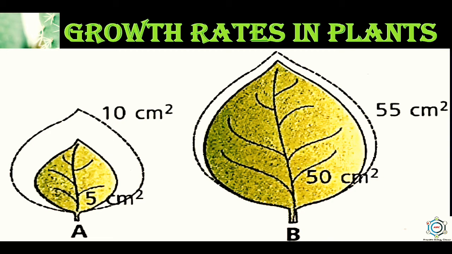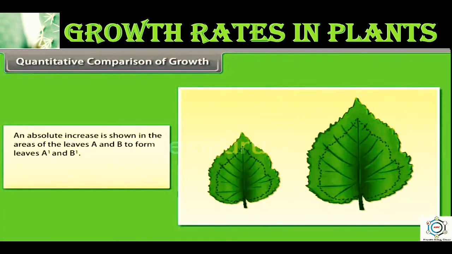While in case of relative growth rate, the growth of the given system per unit time expressed on a common basis is called relative growth rate. The absolute and relative growth rates can be explained using the growth in size of two leaves. The absolute growth rate is the same, but the relative growth rate is different. In this figure, you can see that the relative growth rate of leaf B is more as compared to that of leaf A. So this is all about the growth rates.